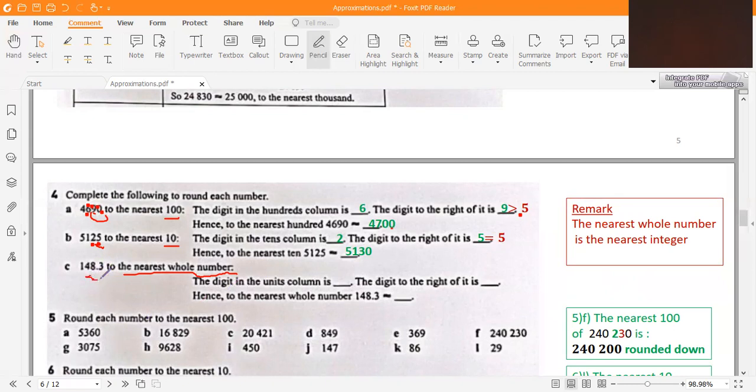So nearest unit. We have in the units column 8. On the right we have 3. 3 is smaller than 5. We have 8 on the units column, we have to the right 3. 3 is smaller than 5, so we don't change anything. 148.0, or we say it is equivalent to 148.